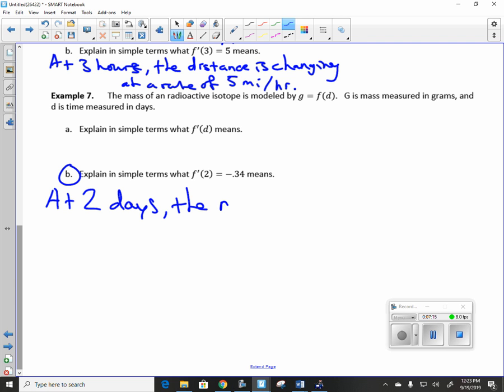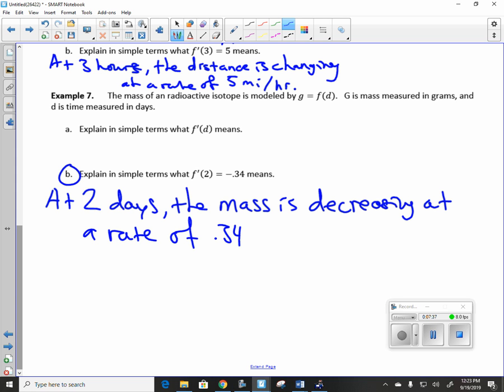the mass is changing, or you could choose to say increasing or decreasing. Would you say increasing or decreasing at this point? I'm going to say decreasing. Decreasing at a rate of 0.34 what? Grams per day. Make sure that you include these things at that specific time.